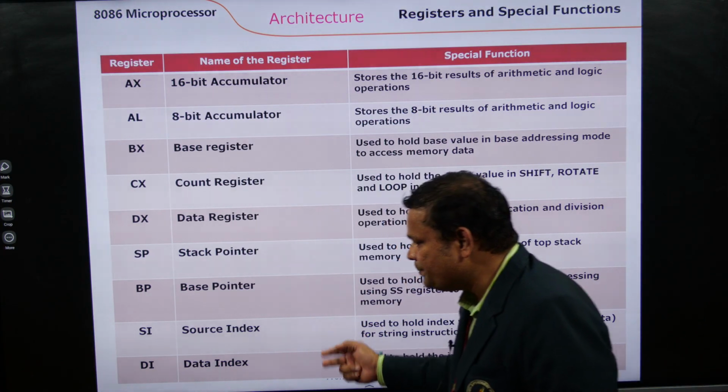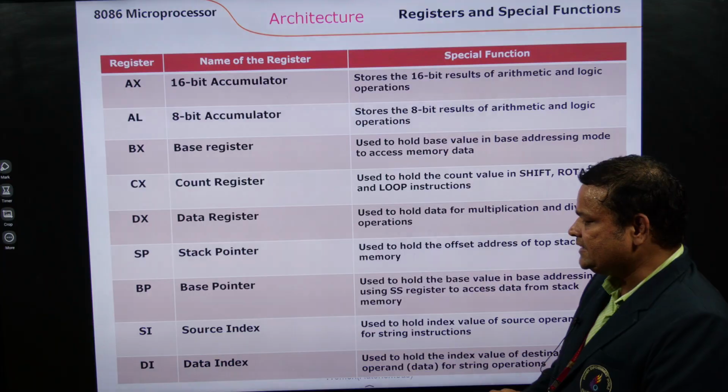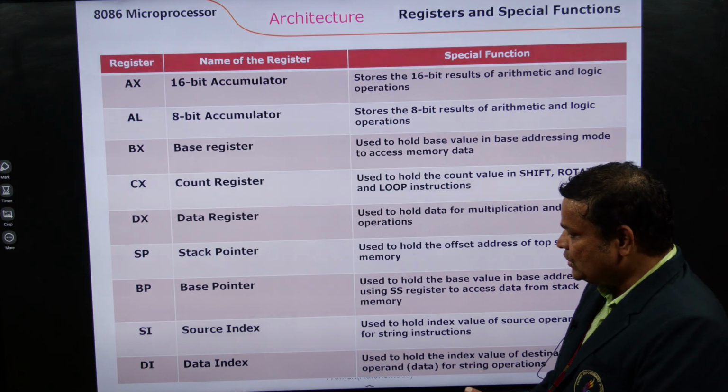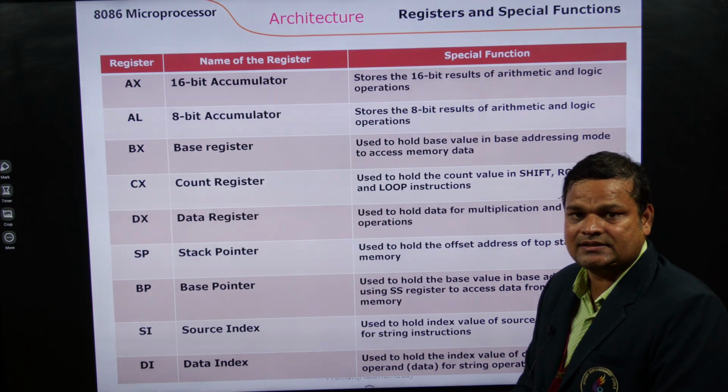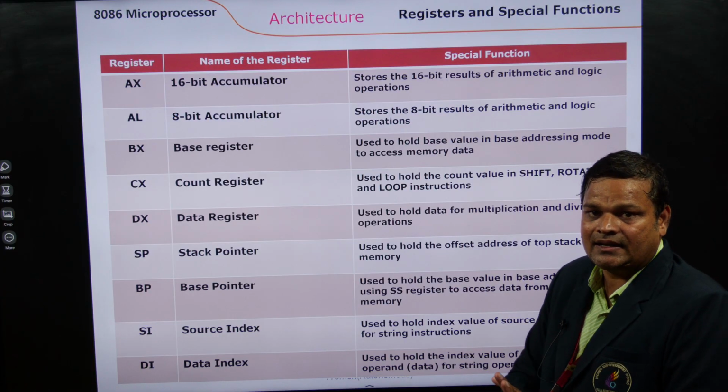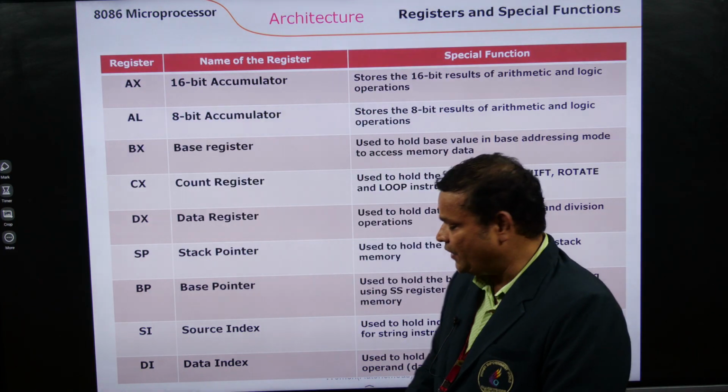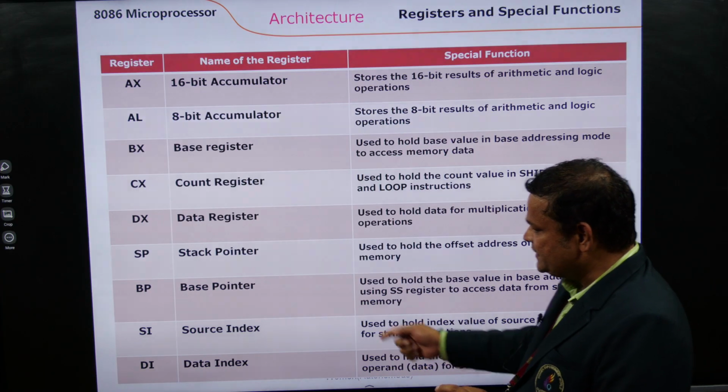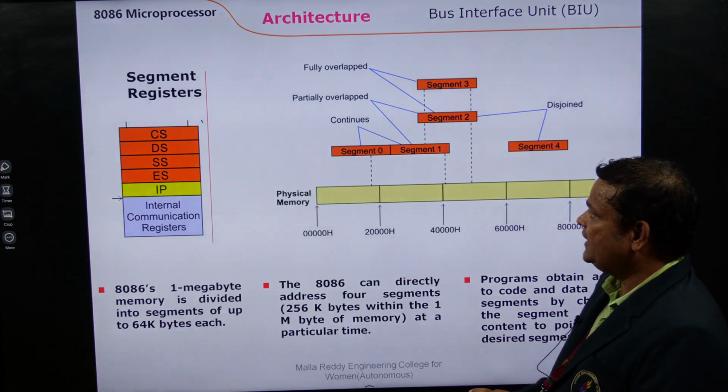Next we have another two important registers. One is the source index and the other is the destination index. These are the two registers used to access the data or store the data in array form. So apart from the general purpose work, these are the additional work of these registers.